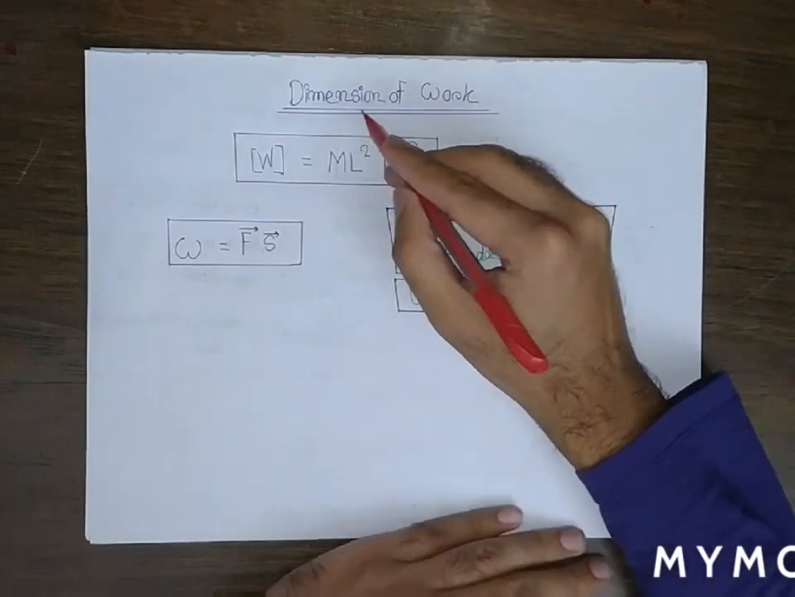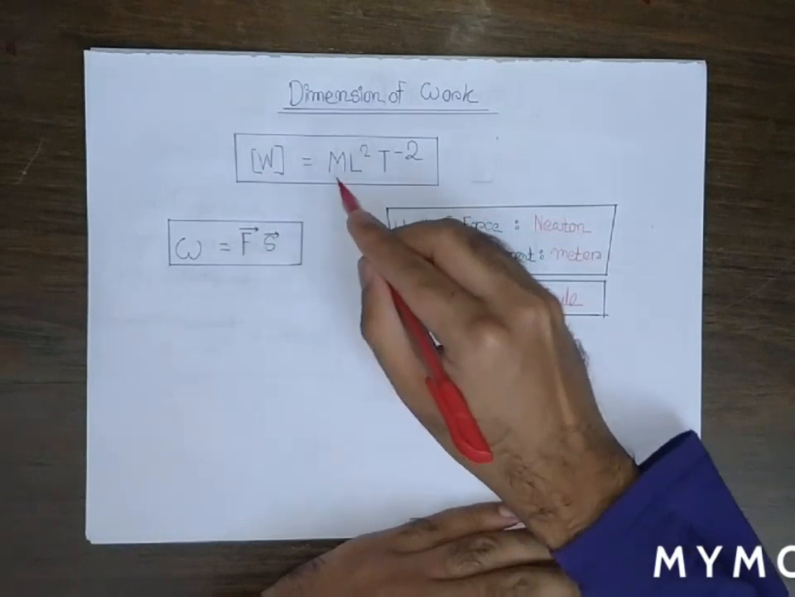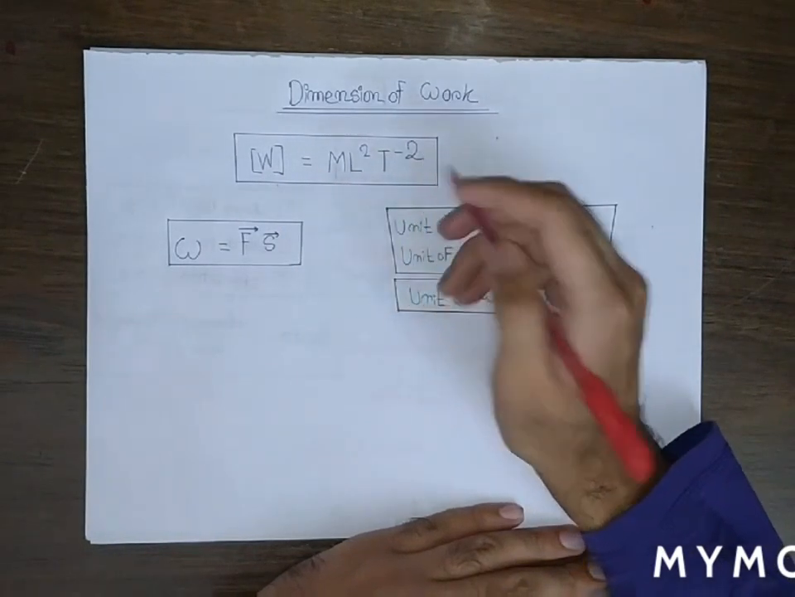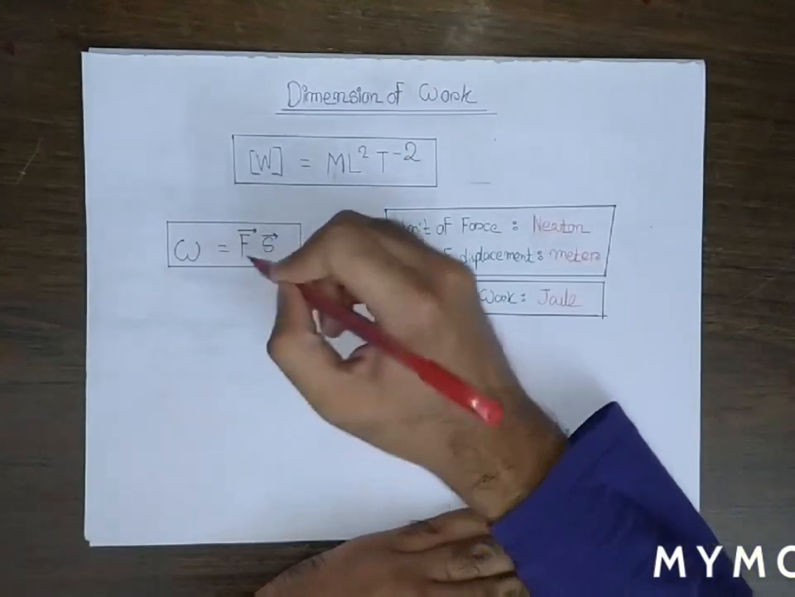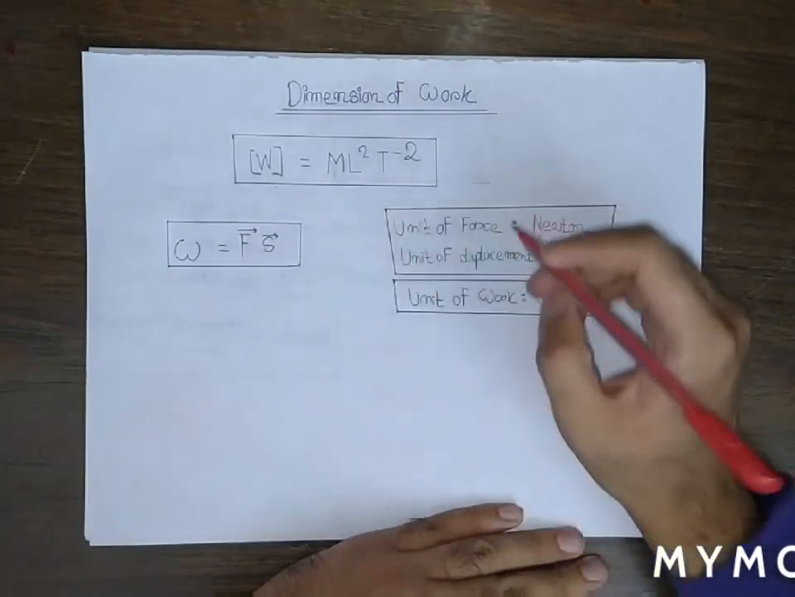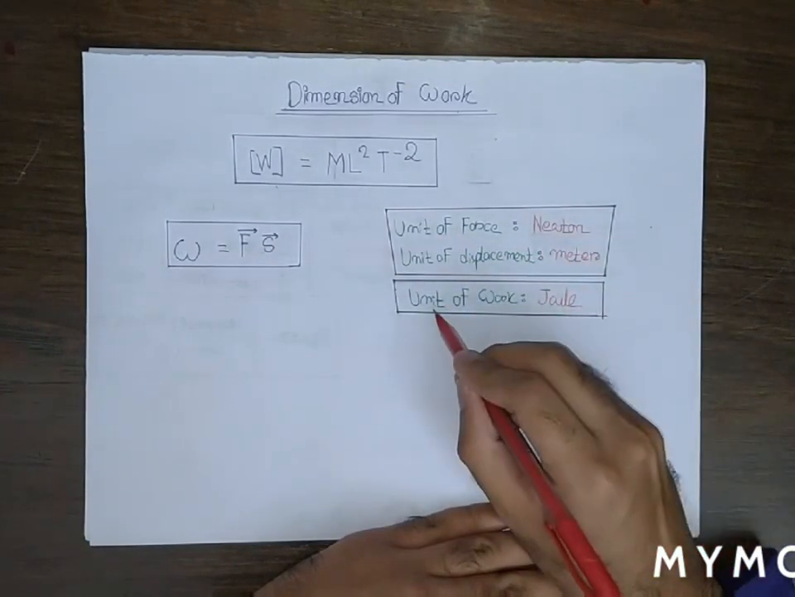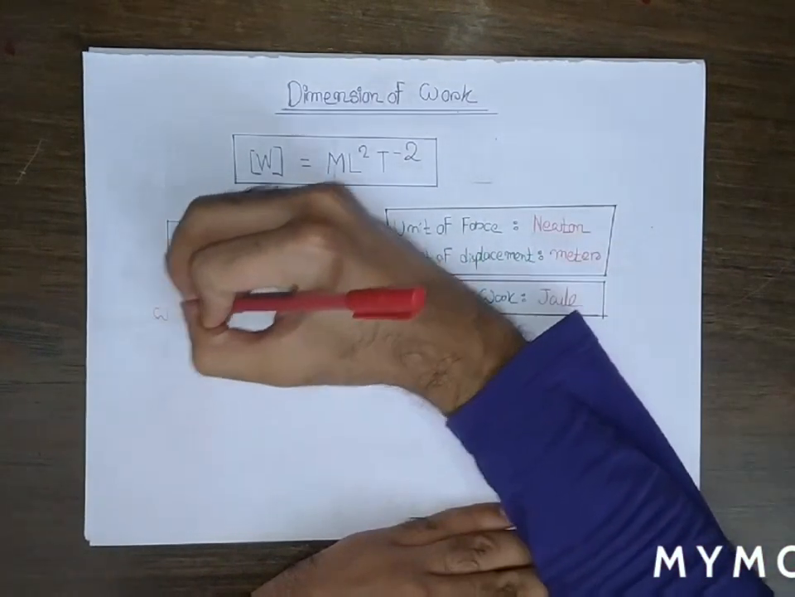Now, dimension of work. I have written already here. Dimension of work equals to M L square T inverse 2. Now, how we can determine this? We know work equals to force into displacement. Unit of force Newton, unit of displacement meter, and unit of work is joule. Let's see how we can determine it.